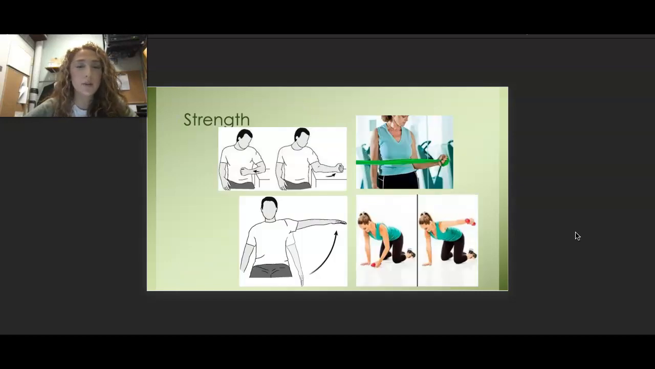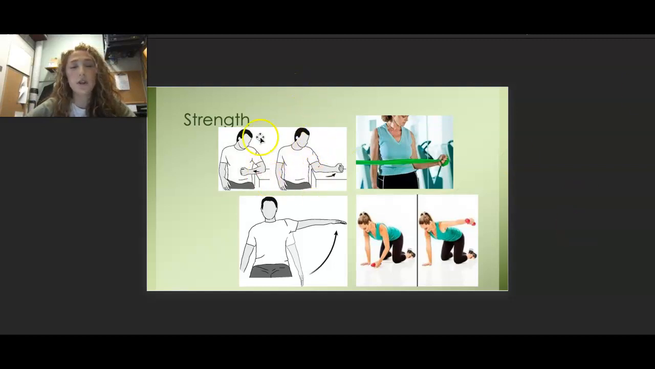So the next 2 slides here are going to be some examples of strength and flexibility activities that we can do during PT, or they can do it at home as well. So this first page is going to be the strength.